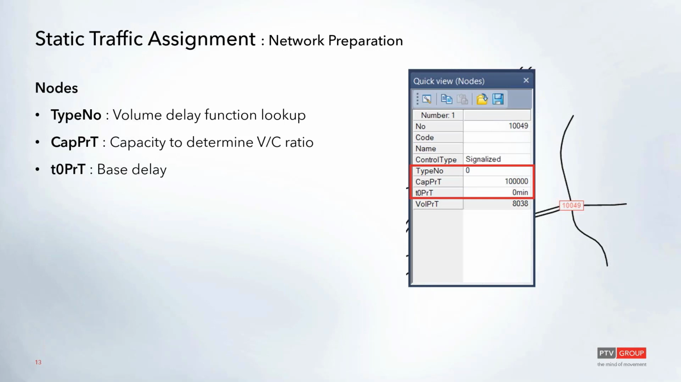And then for the nodes, those also have another volume delay function lookup associated with the type number, as well as the capacity and base delay. The nodes and turns are kind of unique. We'll talk about that next, but which delay option gets utilized will be based on the node setting for the volume delay function.